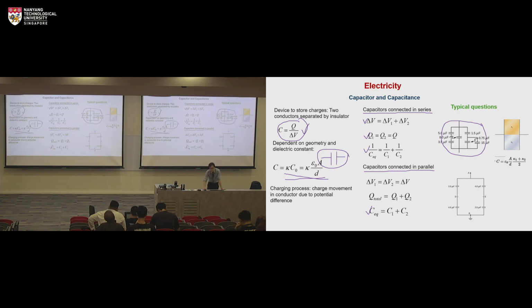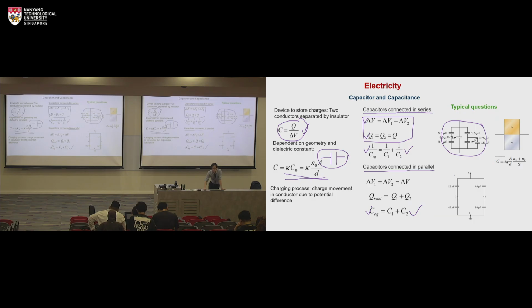To determine this kind of equivalent capacitance, in some cases you may have a very complicated circuit, but the way you do it is always to simplify the circuit step by step. For each step, you write down the equivalent capacitance based on either this one or this one. And in addition to this, we can also test your understanding of these two relations.